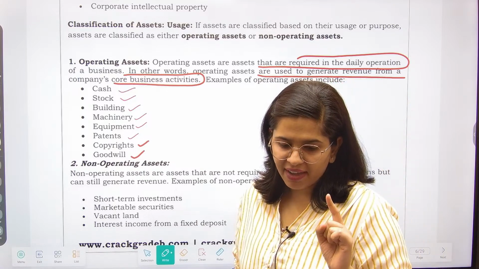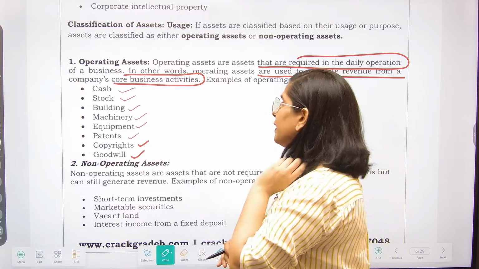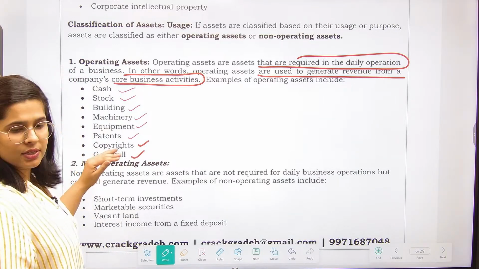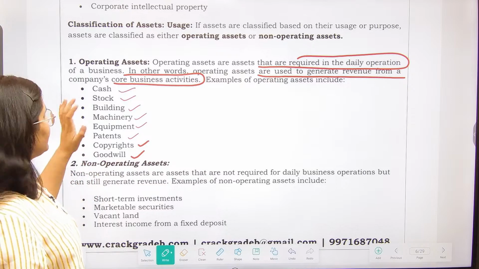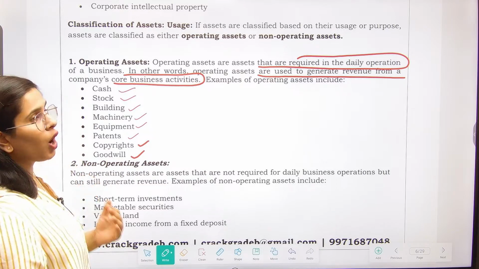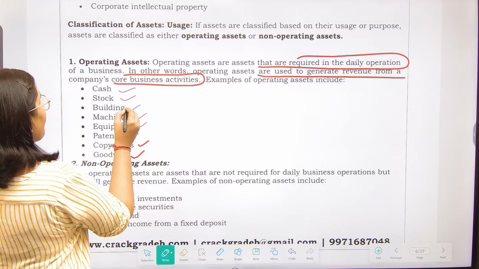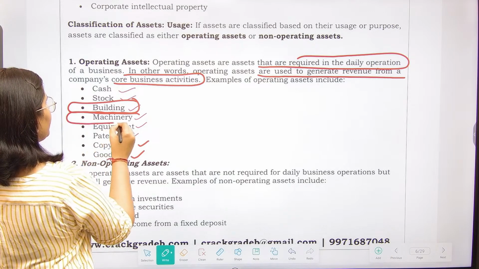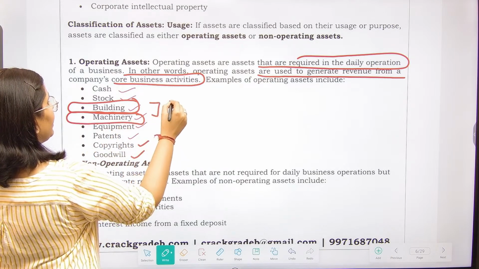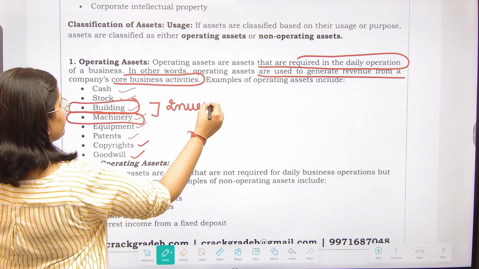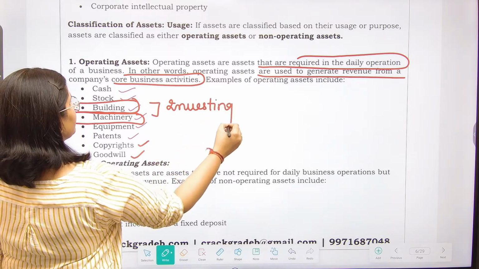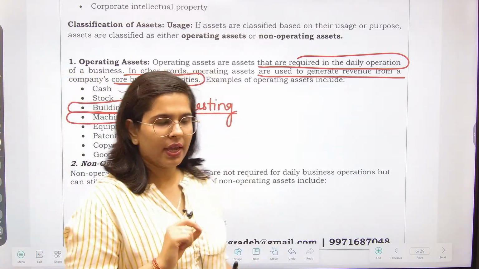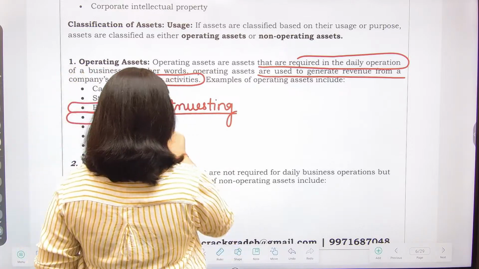Now I would like to clarify one more thing over here. What is that one more thing? So clearly see over here, talking about patents, copyright, goodwill, etc., these are all fine, but when we will talk in cash flow, this building, machinery, this will be taken in investing activity, right? So please understand the difference over here. What I want to make you understand, just see this.